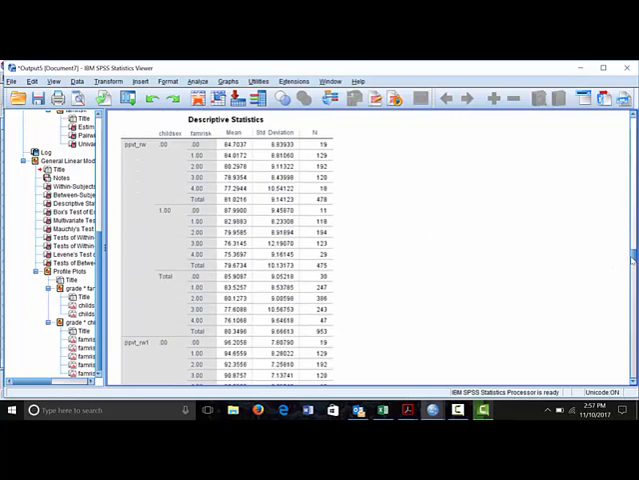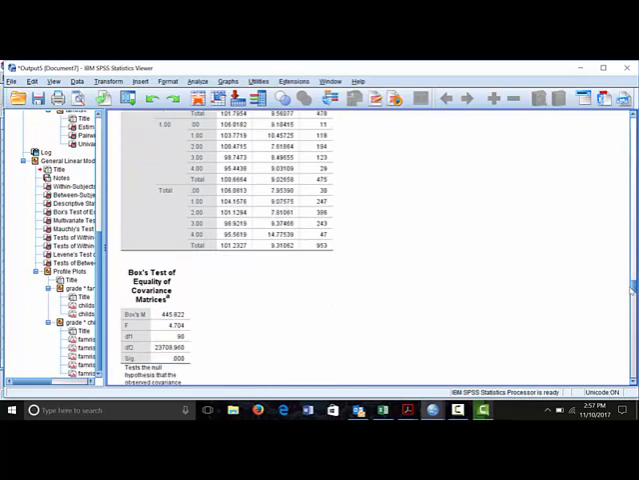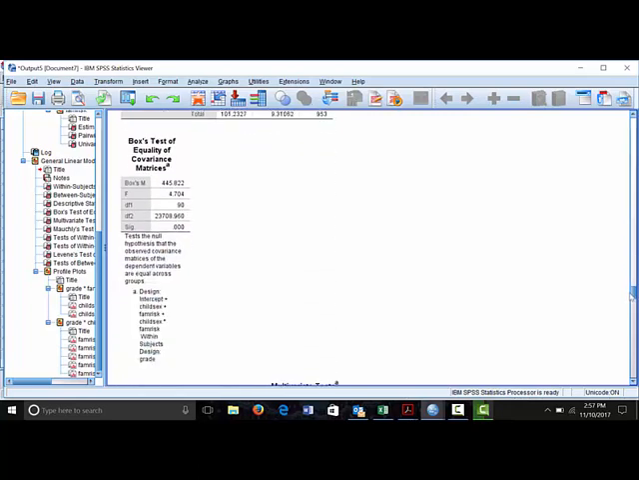We have our descriptive statistics that are provided for, so these are the kindergarten scores. You can take a look at these. I'm not going to take our time to go through and make an interpretation here. We're going to skip down to the Box test. So this is a bit of a concern.